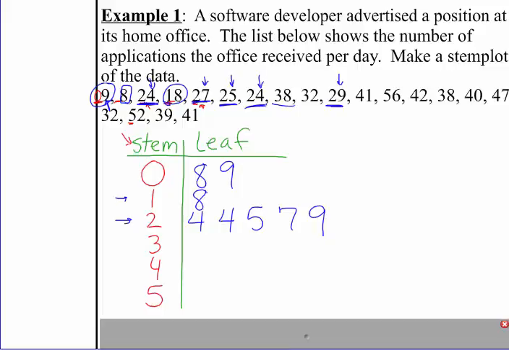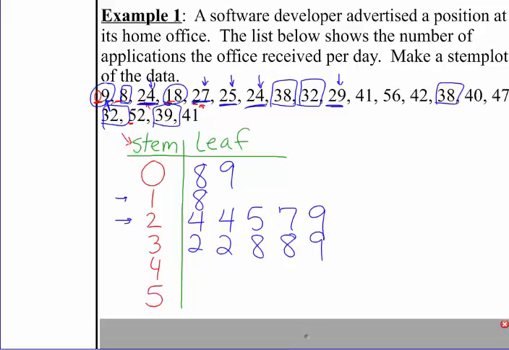Then we go to the 30s. So 38, 32, 38, 32, and 39. So I had 2 32s, 2 38s, and a 39.